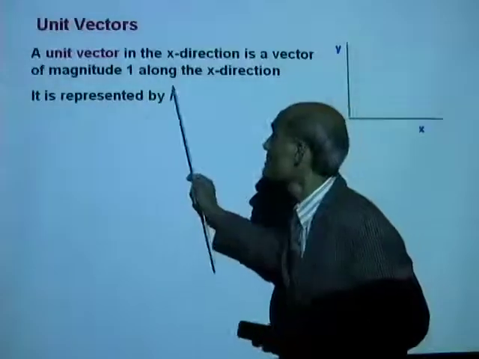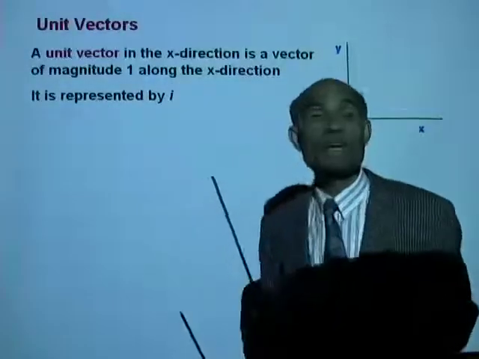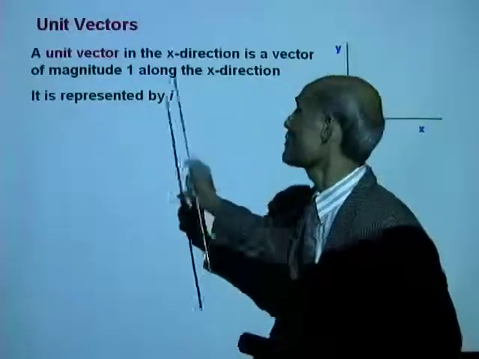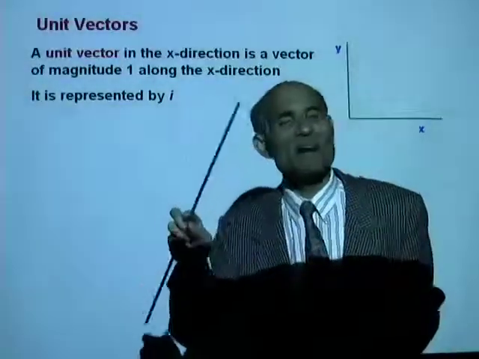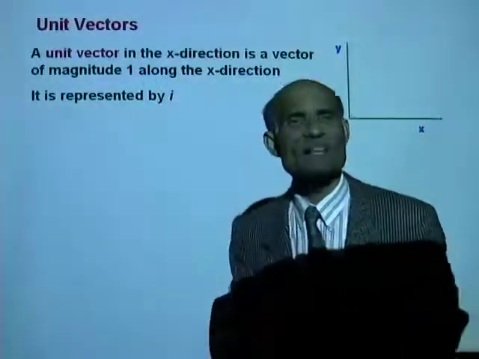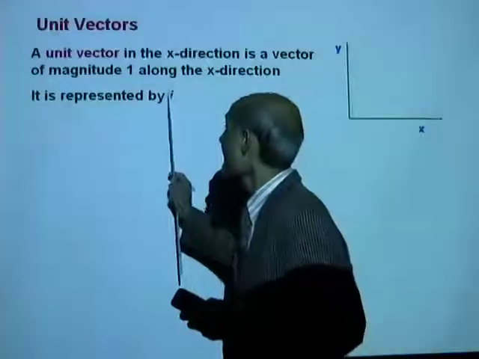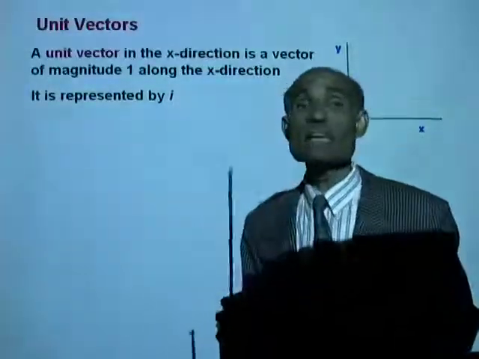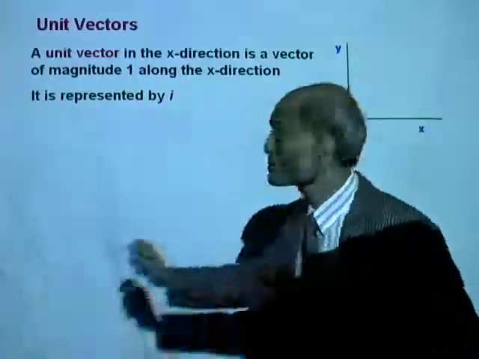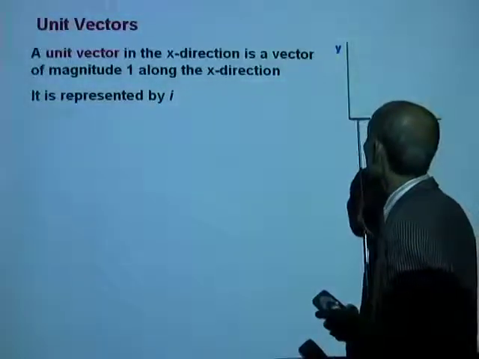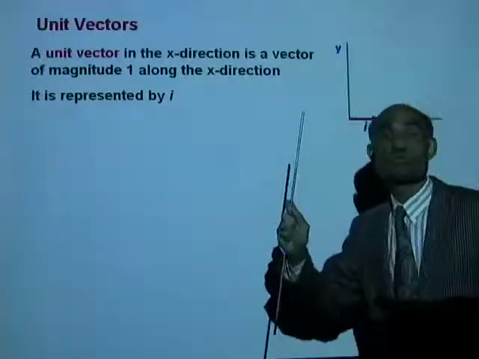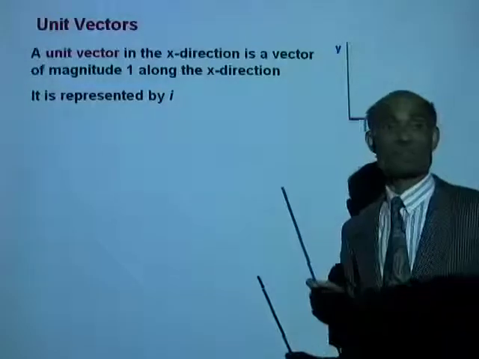It is represented by the lowercase i, normally italicized. Sometimes I italicize it, sometimes I forget, but that is the normal way to write a unit vector. So what does i stand for? i is a unit vector in the x direction. It is a vector of magnitude 1 in the x direction.